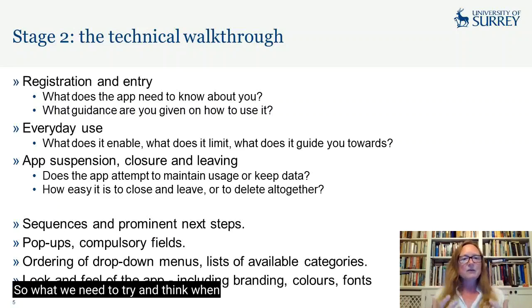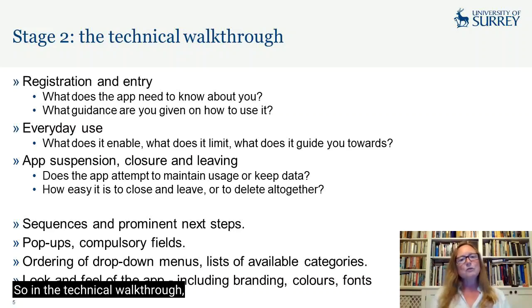So we need to try and think when we're doing this walkthrough, what is the preferred way of using this app, and what does that then suggest about who the preferred user of this app is, and how will they relate to it? And then we complete the technical walkthrough by suspending, closing and leaving the app. And here we can reflect very carefully on whether the app attempts to maintain usage. Does it attempt to keep our data? Does it try and keep a relationship by reminding us, asking us where we've gone? How easy is it to close and leave the app or to delete it altogether?